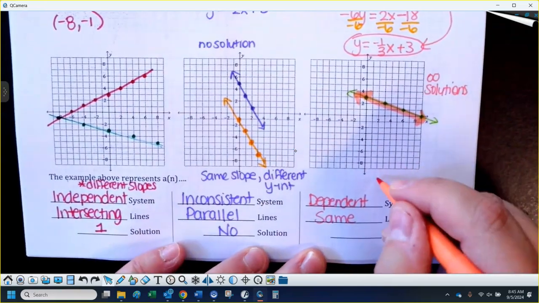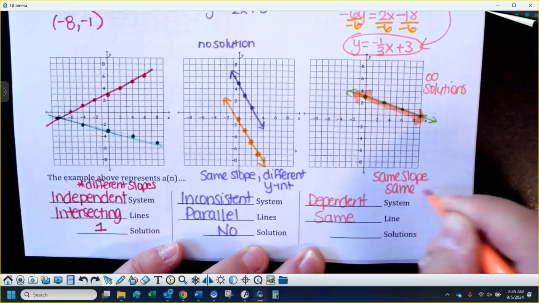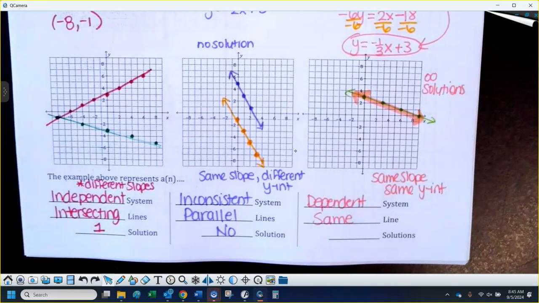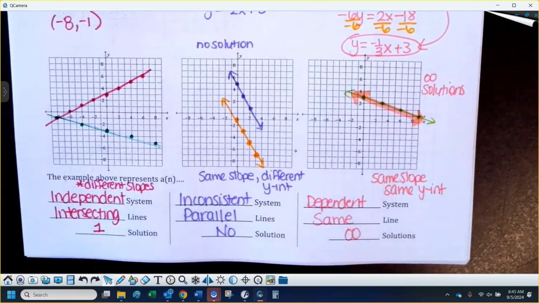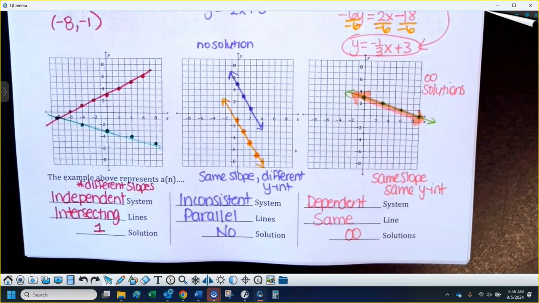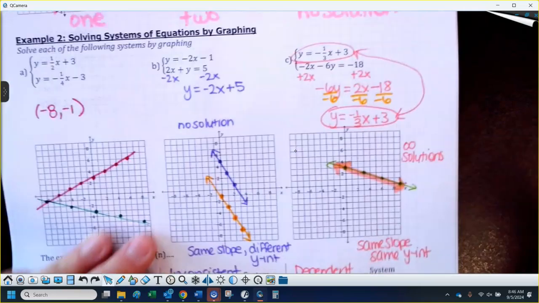Now, different from the last one, this ends up being the same slope and the same y-intercept, which was not immediately evident when we looked at that question because we had one in standard form and one in slope-intercept form. So you had to do a little manipulation with algebra to see that. But that situation, dependent, same line for both, has infinite solutions every time. Those are the only three options if you have two lines in your system: independent, inconsistent, or dependent. One solution if they intersect, no solution if they're parallel, and infinite solutions if they are exactly the same line.